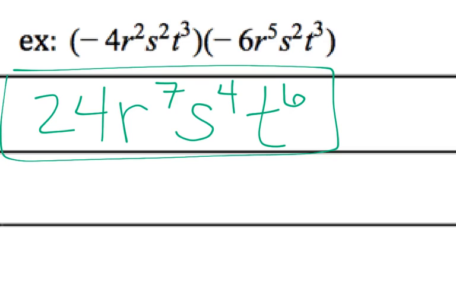Negative 4 times negative 6 gives me a positive 24. R to the 2nd, R to the 5th gives me R to the 7th. S gives me 4 total, and T gives me 6. And here's the deal. There's a lot more going on here, so I probably finish the problem and double-check everything and think, well, negative times a negative turns positive. All right, I'm good there.